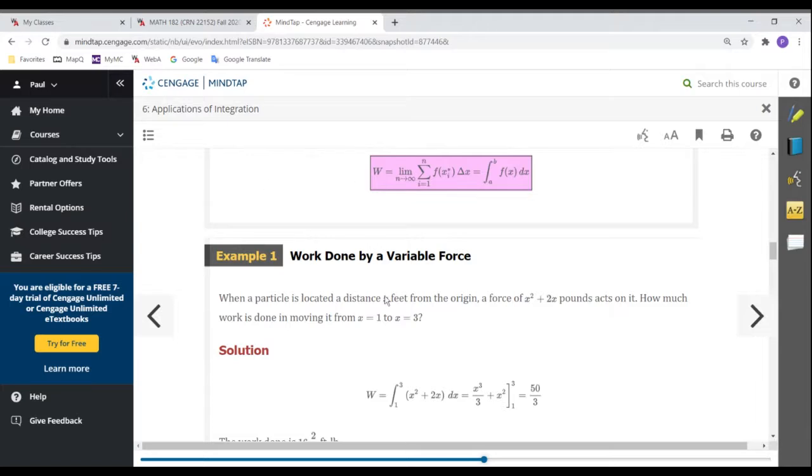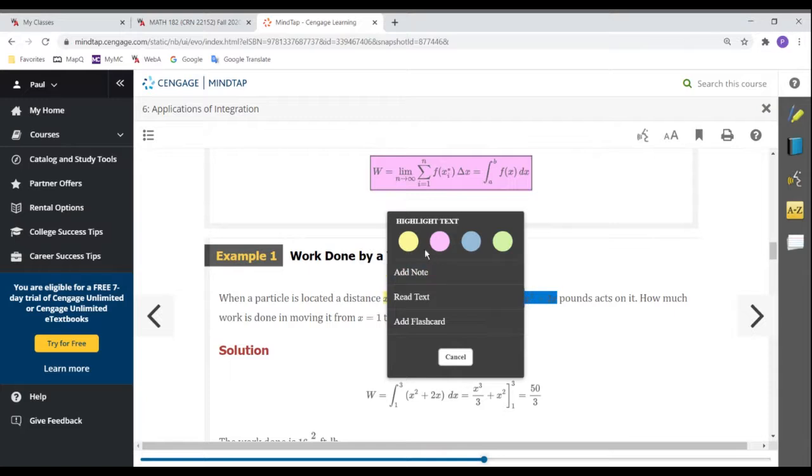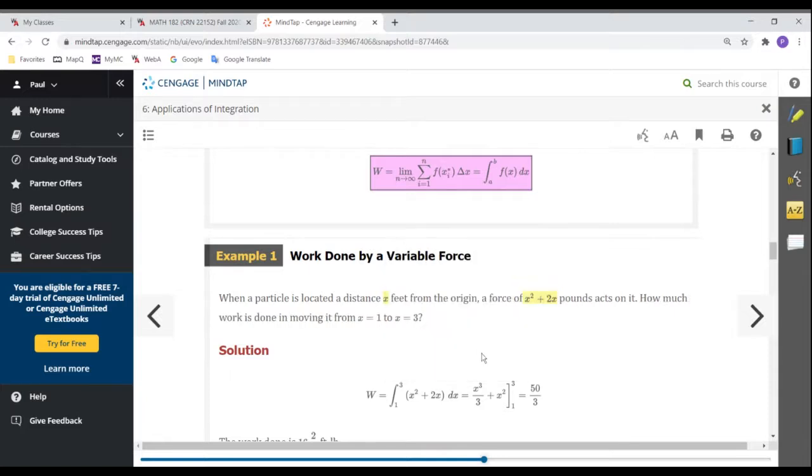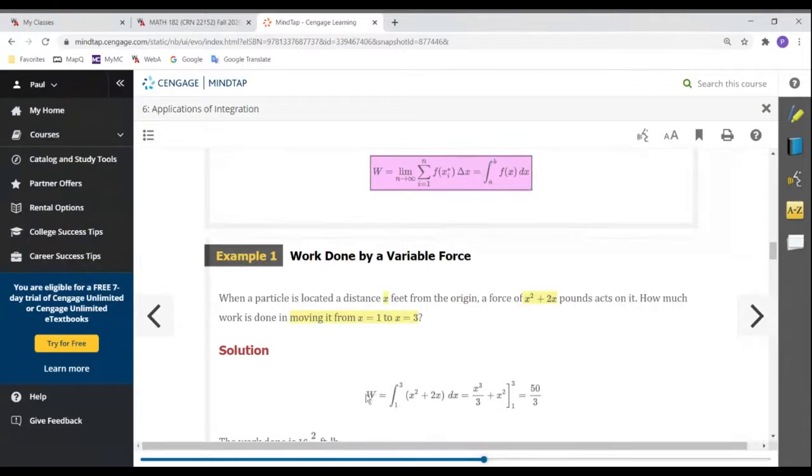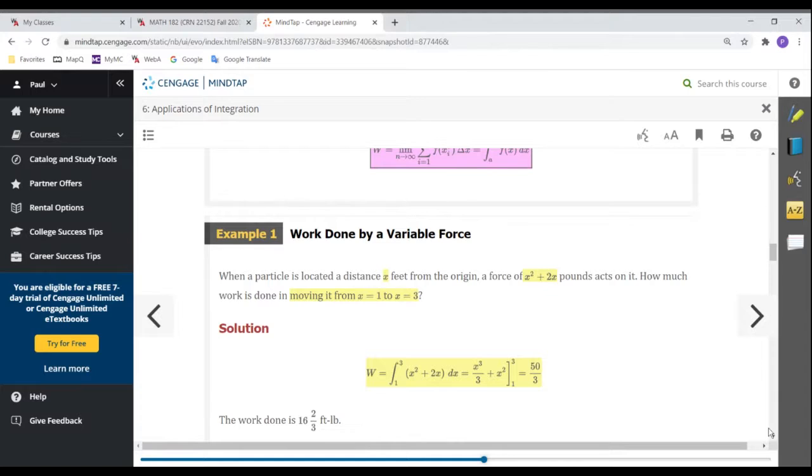So if you have a particle that's located a distance of x feet from the origin, and you're applying a force of x squared plus 2x on it, that's a variable force, then the work done in moving the particle from x equals 1 to x equals 3 feet is simply given here. It would be 50 thirds foot-pounds. All right, pretty straightforward, but are there any questions so far?